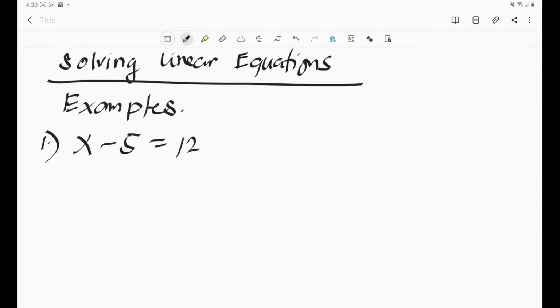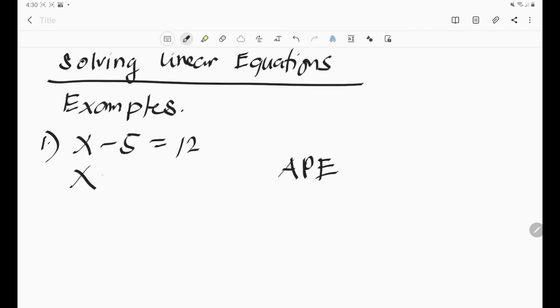Let us now have some examples in solving linear equations. When you say solve linear equation, it means to find the solution of that equation. So for example, we have here x minus 5 is equal to 12. In this case, we will use the addition property of equality to eliminate negative 5 or minus 5 on the left side of the equation.